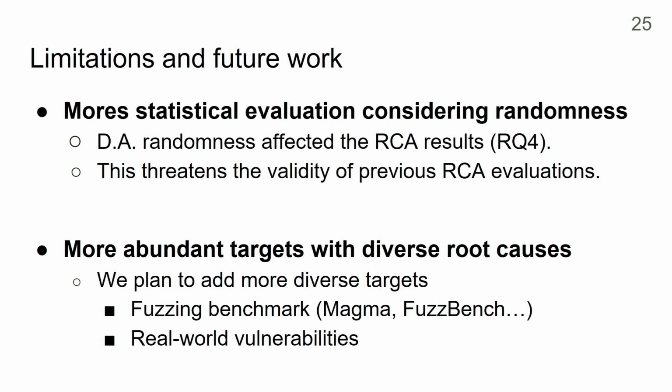And finally, we have to talk about the limitations and future work of our project. First of all, as we showed on the previous page, the randomness of data augmentation threatens the validity of our evaluations. We demonstrated end-to-end benchmarking in research question one, but more robust statistical analysis is needed as future work. We also have to admit that the seven targets are not enough to evaluate the full range of existing and future RCA techniques. We plan to add more targets from existing fuzzing benchmarks and existing datasets of real-world vulnerabilities.